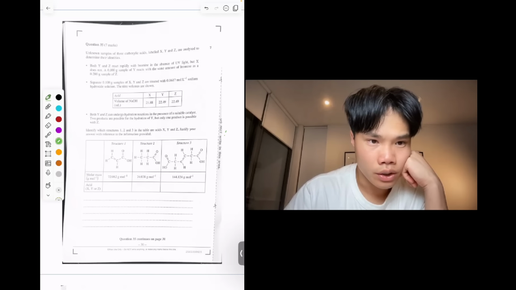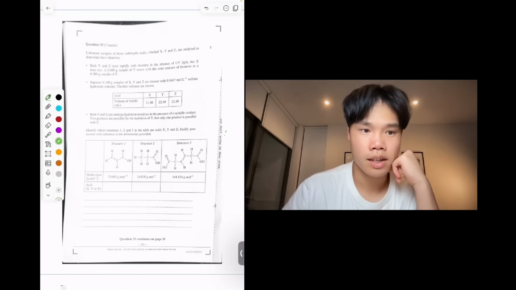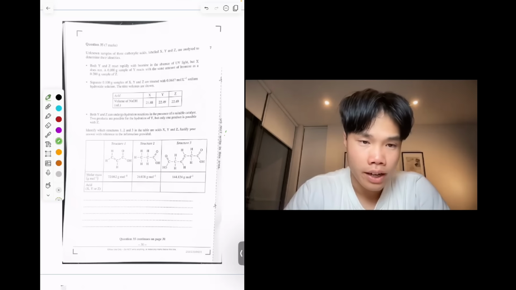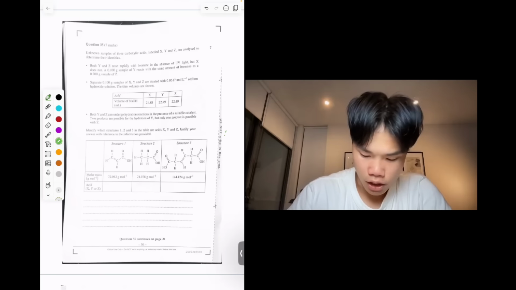Both Y and Z can undergo hydration reactions in the presence of a suitable catalyst. Two products are possible for hydration of Y, but only one is possible for Z. Identify which structures 1, 2, and 3 in the table are X, Y, and Z. Justify your answer using the information provided.